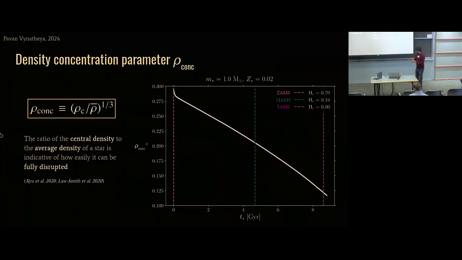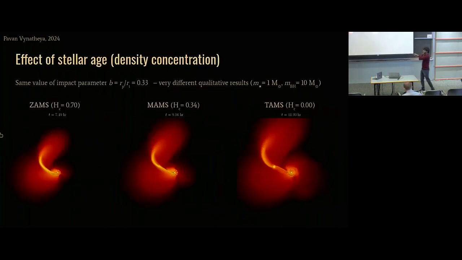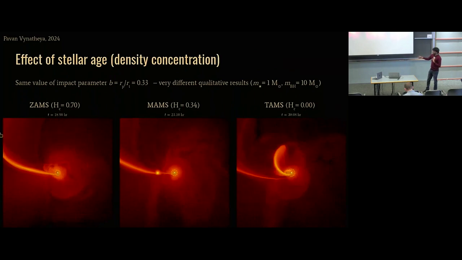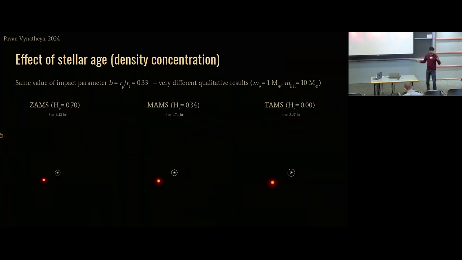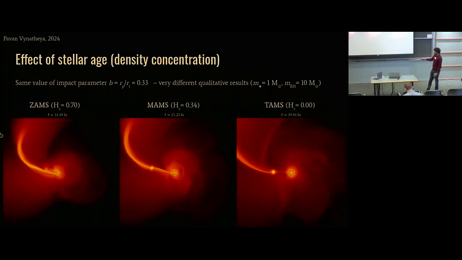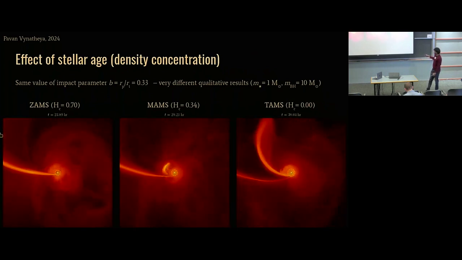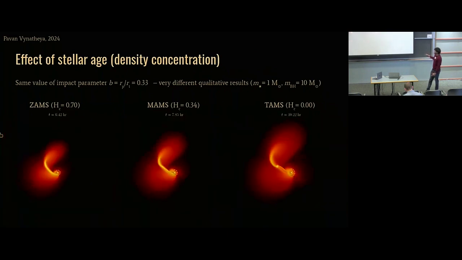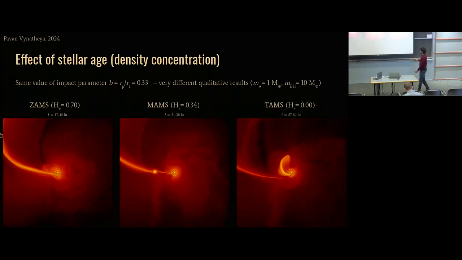And if you see the inverse of this parameter for a 1 solar mass star with respect to age, you see that 0 age main sequence stars have low rho conc. This is the inverse again, sorry. So these are easier to disrupt, whereas the terminal age main sequence stars which have high rho concentration are harder to disrupt. And we see the same in these simulations. A 0 age main sequence star and a terminal age main sequence star approaching at similar distances of approach: here the 0 age main sequence star is completely disrupted, whereas the terminal age main sequence star survives and then comes back for a second disruption. And this is in the middle.